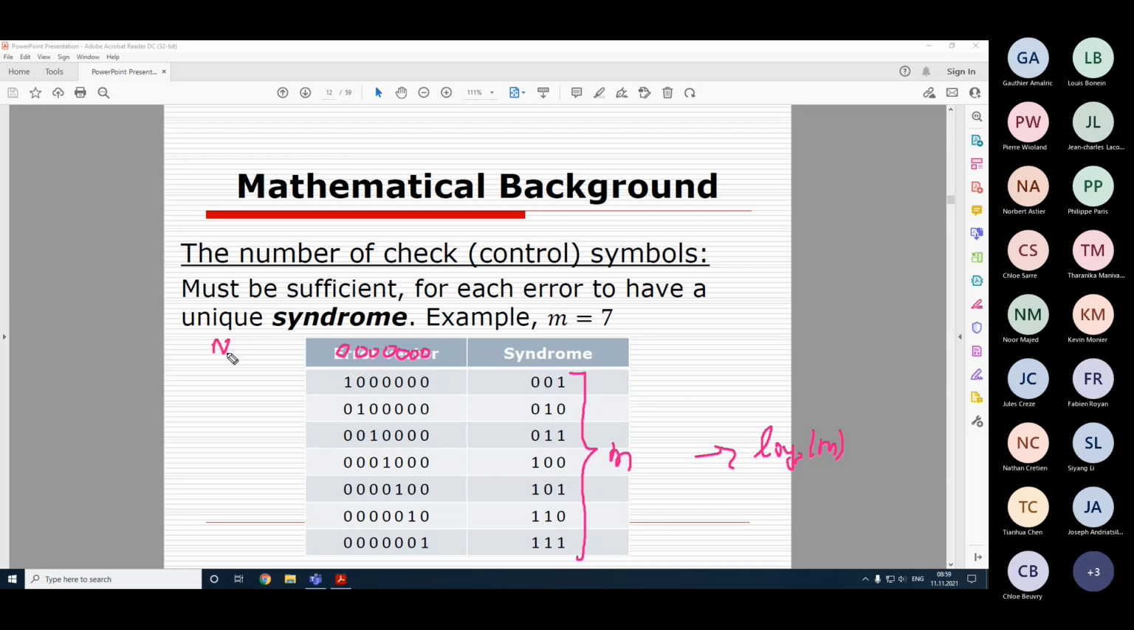So no errors usually has a syndrome 0, 0, 0. Yes, so basically this shows that there are no errors. And we add this 0, 0, 0, the case for no errors, into the equation as one extra combination. Yes, so if we have m equal to 7, then according to this formula, we get r equal to 3, which is true. So basically you can use this formula to get the number of control symbols for your specific case.